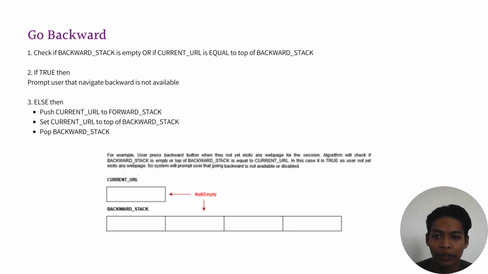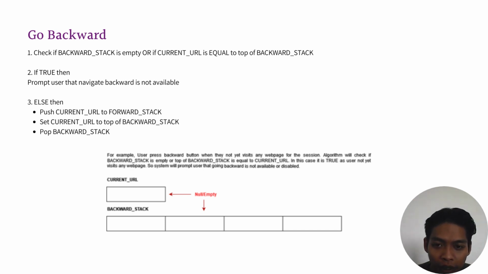Okay, this is the go backward operation. First, check if the backward stack is empty or if the current URL is equal to the top of the backward stack. Second, if true, then prompt the user that navigating backward is not available. Otherwise, push the current URL to the forward stack, set the current URL to the top of the backward stack, and pop the backward stack.